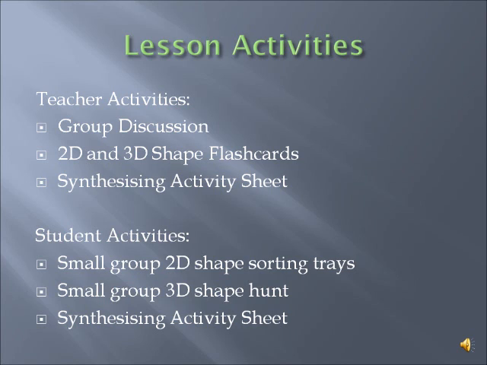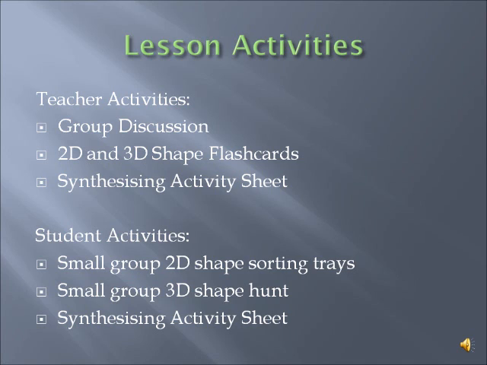Once the whole class discussion is complete, I will invite the students to separate into small groups to begin our small group activities. Students will use shape sorting trays full of 2D shapes. They can use these trays to work together to sort the shapes into colours, shapes and sizes. This activity will encourage cooperative and supporting learning amongst students and their peers.